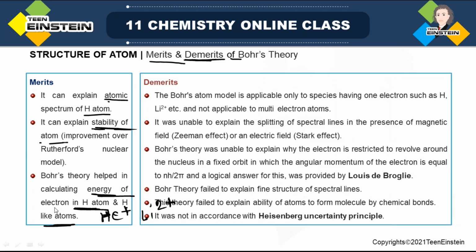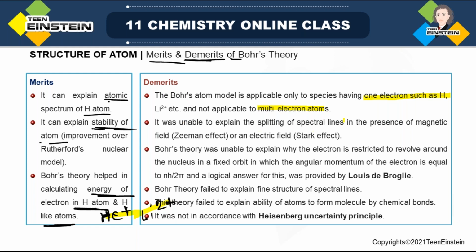Bohr's model is applicable only to species having one electron, such as hydrogen, helium plus, or lithium 2 plus, but it cannot be applicable for multi-electron systems. So when it is not a one-electron system, suppose you have taken some 2-electron or 3-electron system, we cannot apply this. Fine. So this is a demerit.